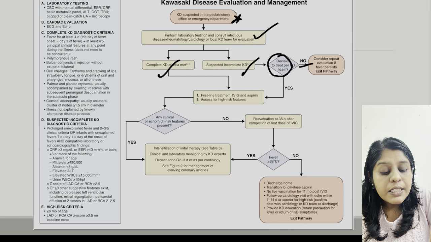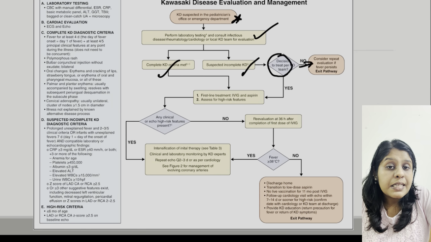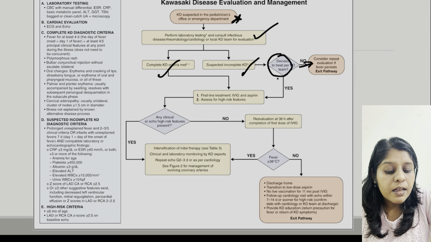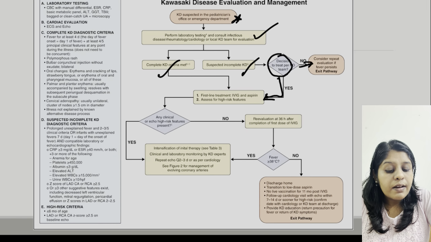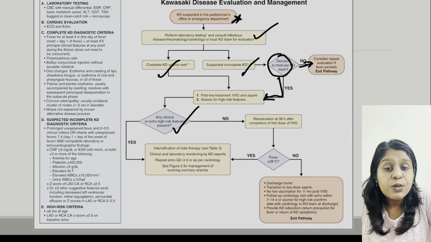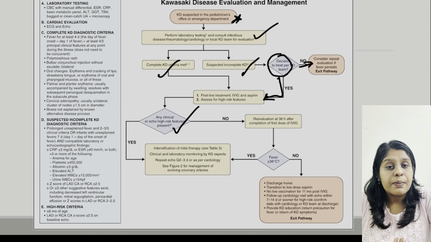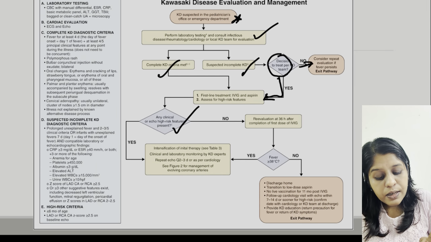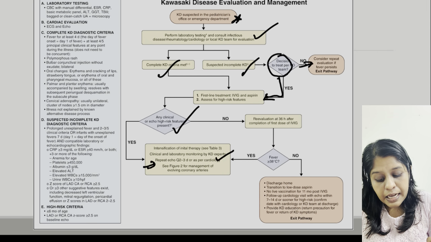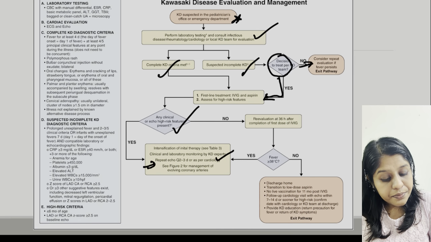You consider repeat evaluation if the KD team says that currently it doesn't look like KD but the fever doesn't subside. If the KD team or the rheumatology team feels that it is KD, you give IVIG and look for high risk features. If any clinical or echo high risk features are present, then you do intensification of the initial therapy. So what is intensification? With clinical and lab monitoring by KD experts, you repeat the echo in 2 to 3 days or as per cardiology, and then you intensify the treatment.